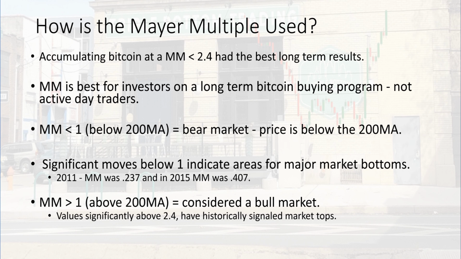This is simply distilled down to: can I buy Bitcoin or can I not buy Bitcoin on that day that I'm cost averaging my Bitcoin purchases? Is it above 2.4? I can't buy. If it's below 2.4, then I can.